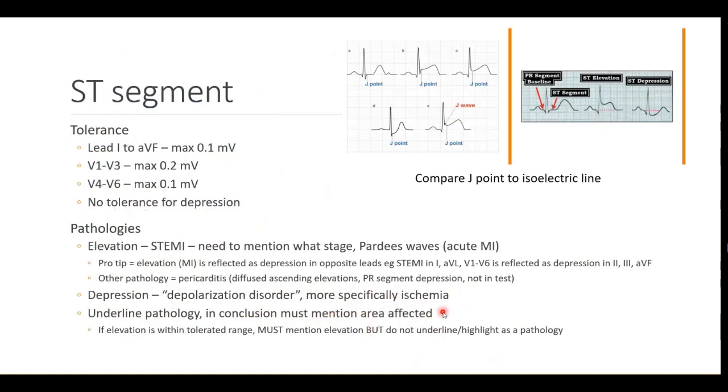So let's say that I am looking at my graphs, my ECGs, and I notice that there are ST elevations, which are definitely pathological, and they are located in V1, V2.